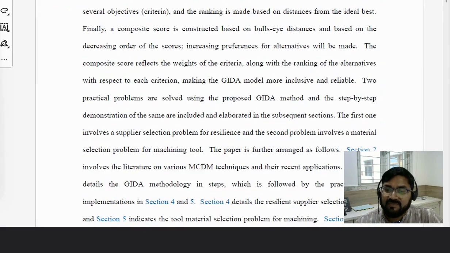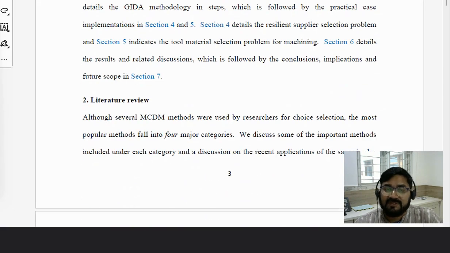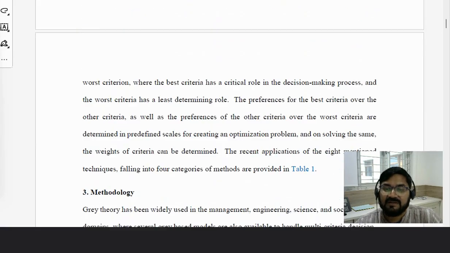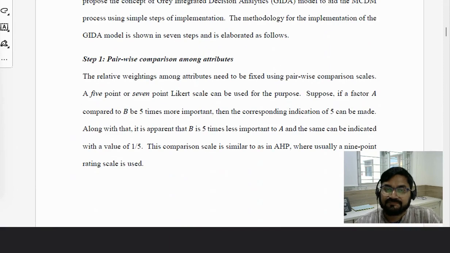So this is the first paper on this GIDA. The literature review and the comparison with other methods are detailed here, so I will go directly to the methodology. This implementation is a 7-step evaluation process, and the first step is the pairwise comparison of the attributes.